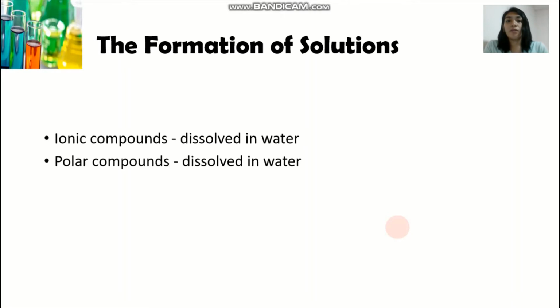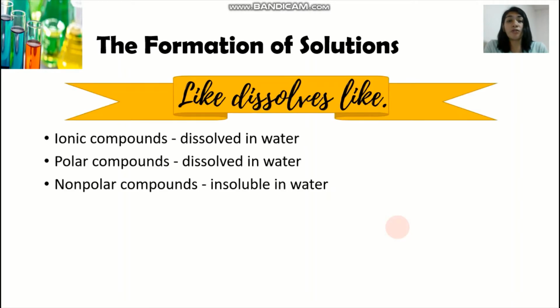So how do we form a solution? Always remember, like dissolves like. Ionic compounds are easily dissolved in water. Polar compounds are the same. But non-polar compounds are insoluble in water.